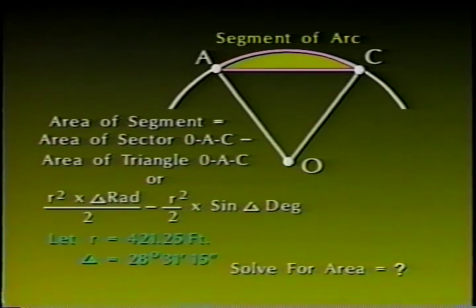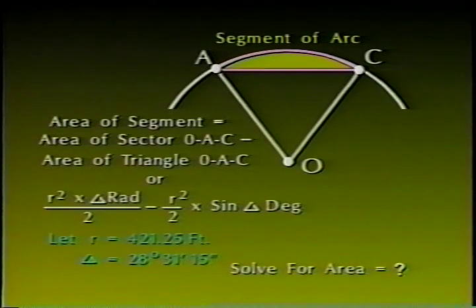of the segment. Letting R equal 421.25 feet and delta equaling 28 degrees, 31 minutes, and 15 seconds, shut the tape off and compute the area of segment OAC. Then turn the tape back on to check your answer with mine.